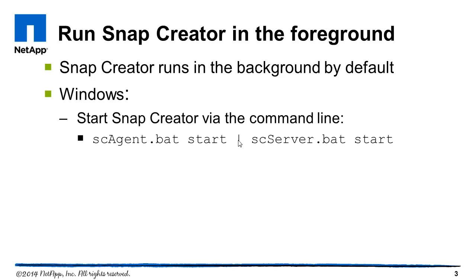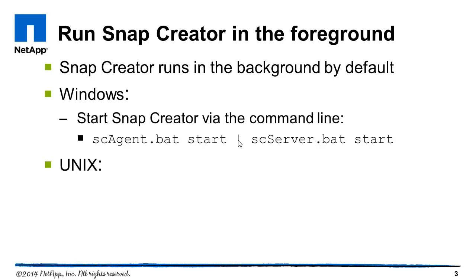On Windows, you first need to stop any Snap Creator services and then start Snap Creator from the command line. The Snap Creator agent can be started by running scagent.bat start, while the Snap Creator server can be started by running scserver.bat start. These scripts are in the bin subdirectory of the Snap Creator install path.